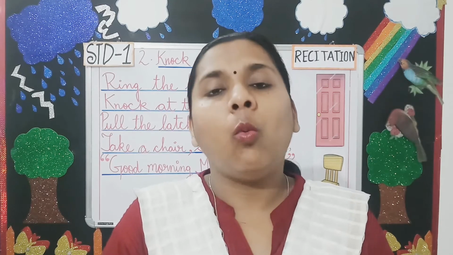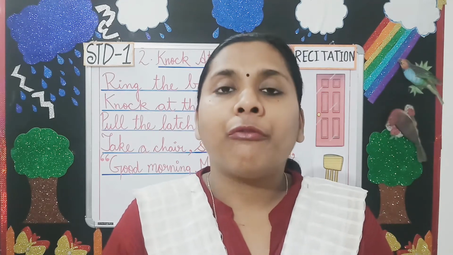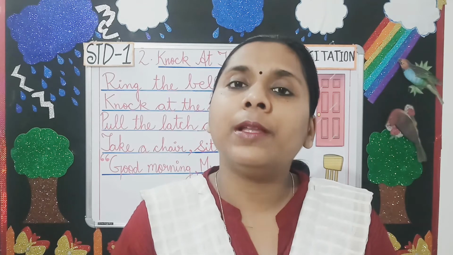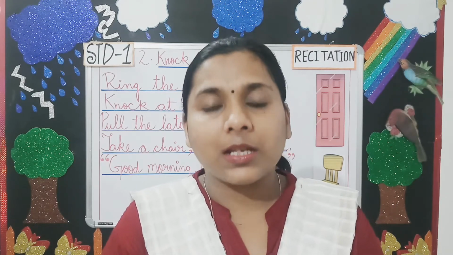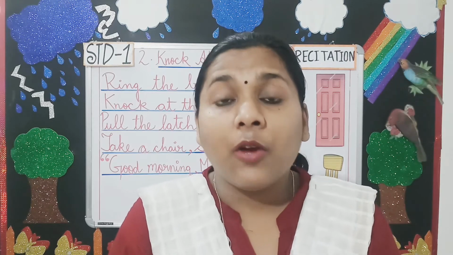So students, what did we study today? Yes, we studied rhyme number 2, Knock at the Door, from the recitation book Rhythm for All Seasons, Book 1. What did you learn from the poem, students? Yes, we learnt that when any person, suppose our guest, comes to our place, we should welcome the person. Then we should allow the person to sit. We should greet the person, isn't it, students?